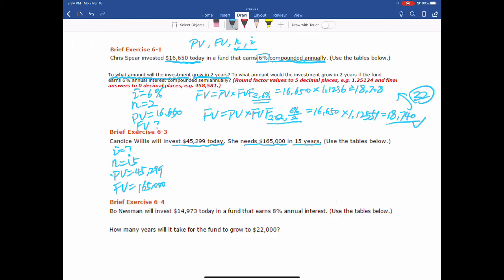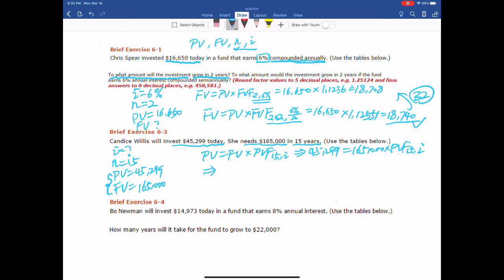Because we have both present value and future value, we can apply either formula. Let me first use the present value formula. Present value equals the future value multiplied by the present value factor for N and I, where N is 15 and I is unknown. Next step: the present value is 45,299, the future value is 165,000, and the present value factor is for 15 and I.